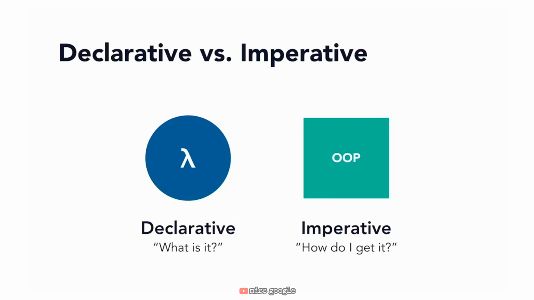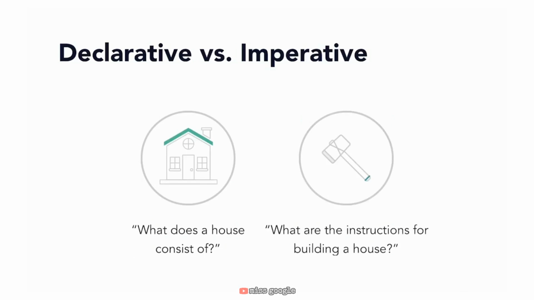So that's the 10,000-foot view. Let's look at this in a little more detail. A simple example of this would be if we were to talk about houses. If we wanted to describe a house in a declarative way, if we wanted to describe what a house is, we might say that a house is a foundation, 4 walls, and a roof on top. On the other hand, if we were describing a house in an imperative way, if we wanted to describe how to make a house, we might say, in order to make a house, you need to pour the foundation, build 4 walls, and then put a roof on top. The difference might seem a little subtle, but it's very important.